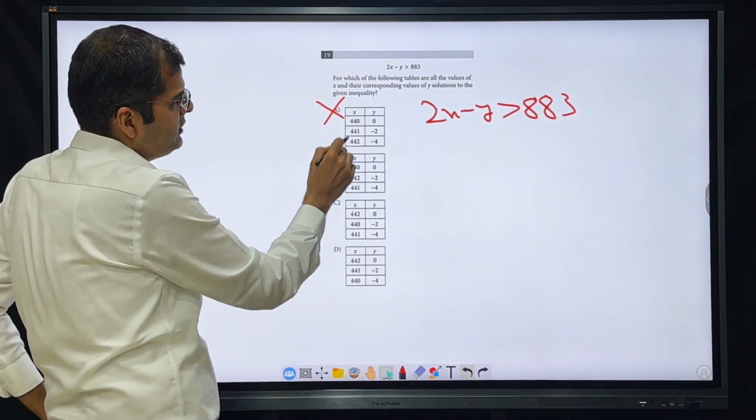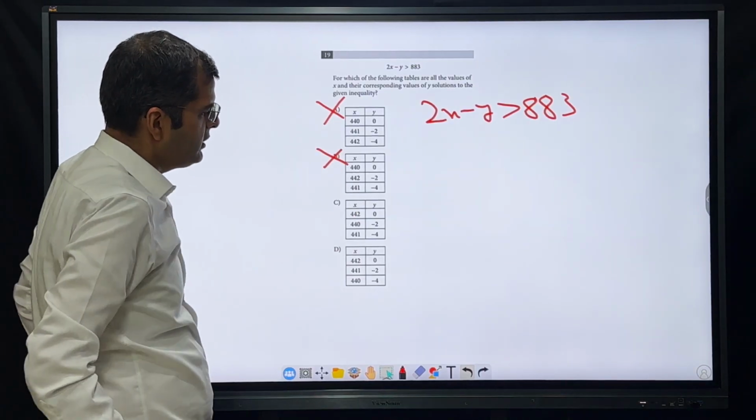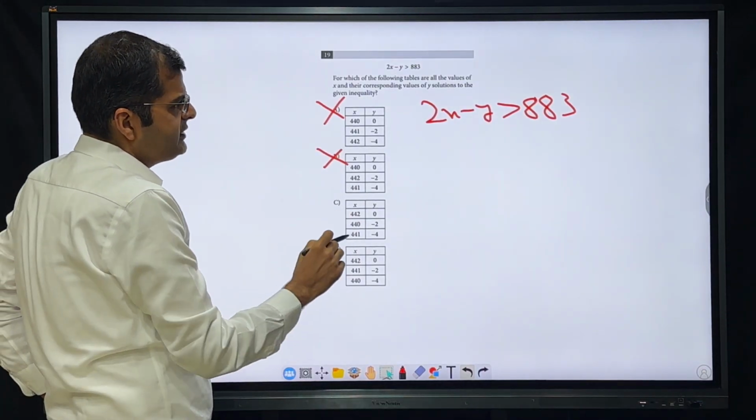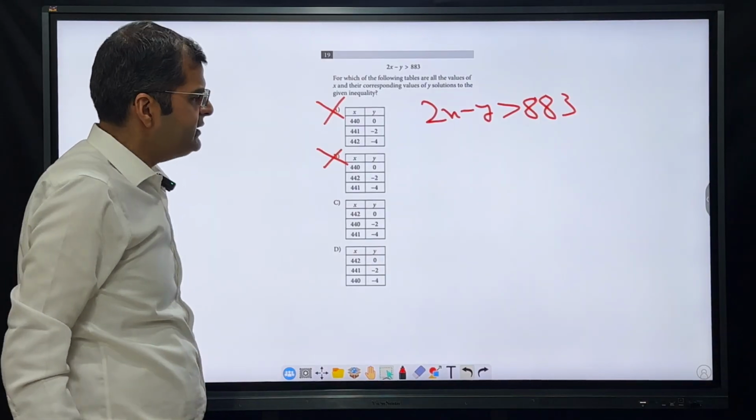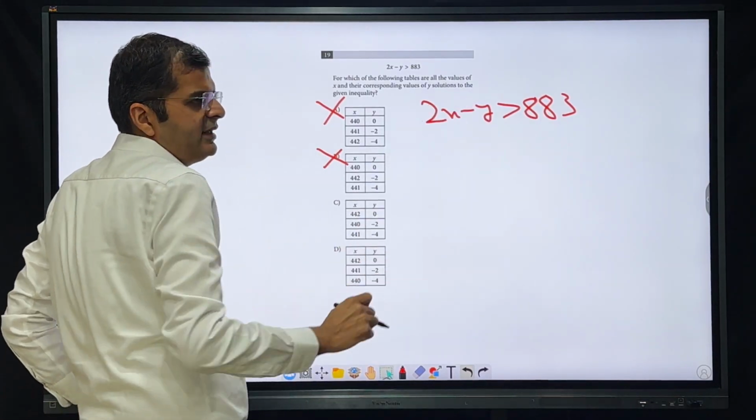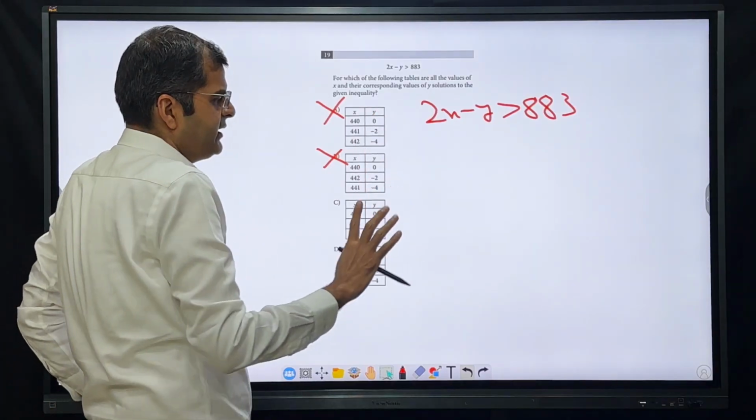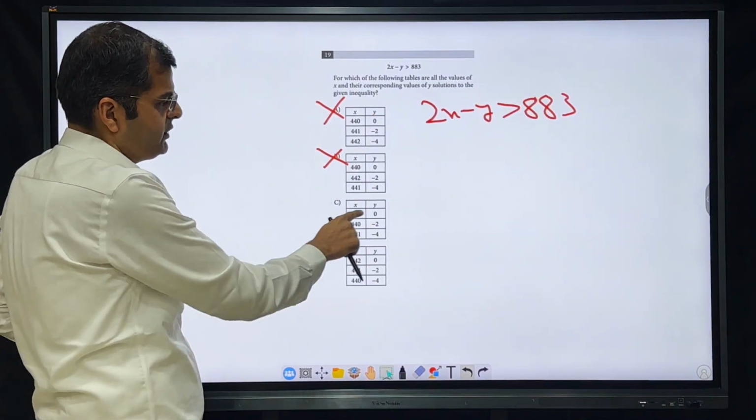Similarly, 440 and 0 is there in option B, so it also rules out. C says 442 and 0. So 442 times 2 is 884. 884 minus 0 is 884. So that is greater than 883. So this is working here for the first option.